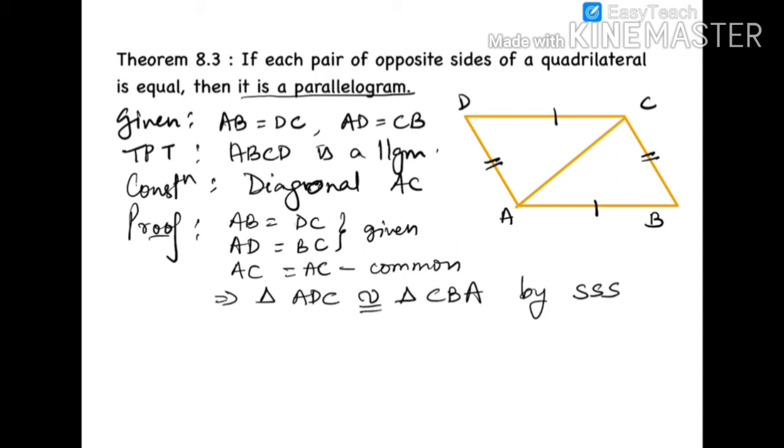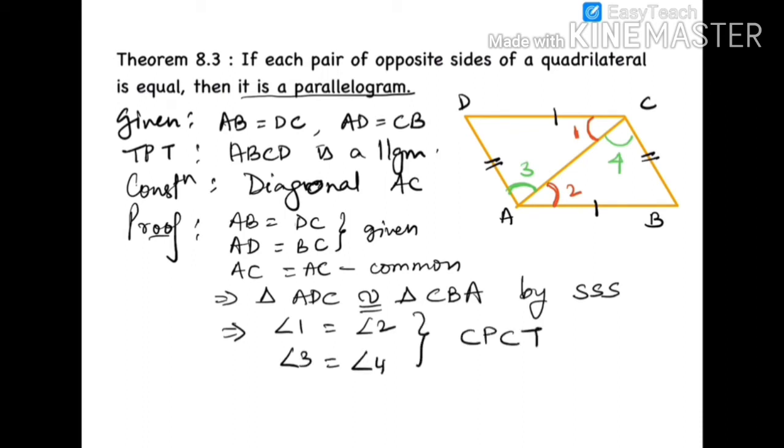So if the triangles are congruent, then the corresponding angles are also equal. So we can say that angle 1 is equal to angle 2. Similarly, angle 3 will be equal to angle 4. What is the reason? They are corresponding parts of congruent triangles.